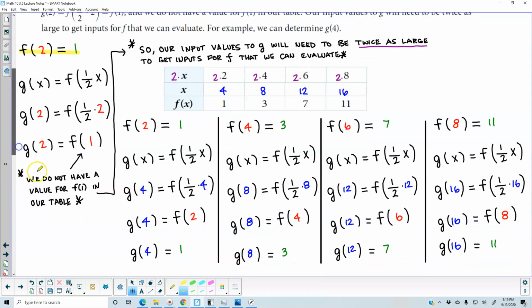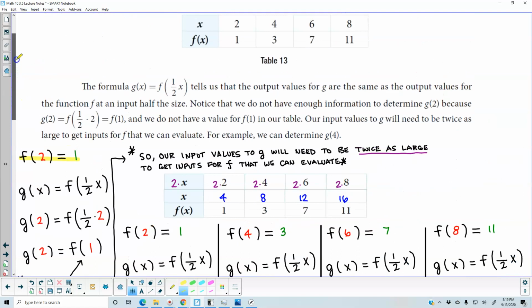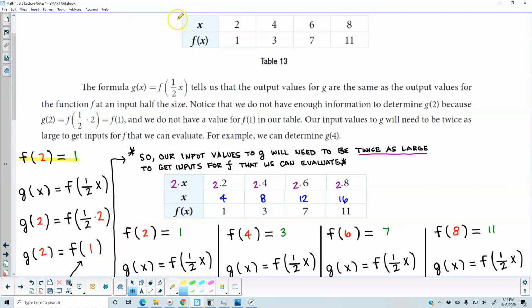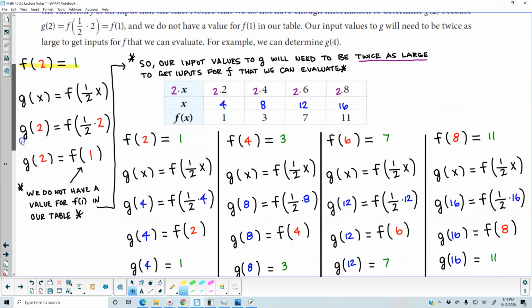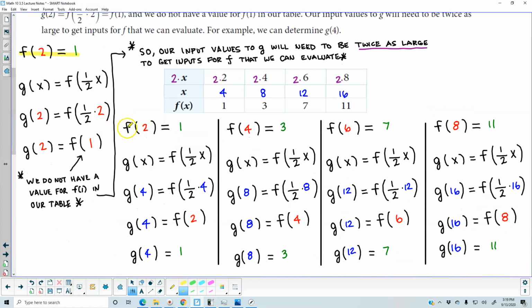Now, we do not have a value for f of 1 in our table, so our input values to g will need to be twice as large to get inputs for f that we can evaluate. So again, that's why we do not have a column for an input of 1. So here f of 2 is equal to 1. So now we're going to start at g of 4.